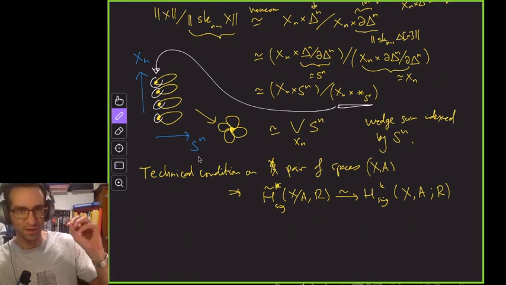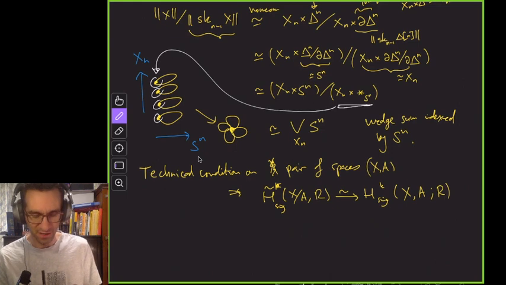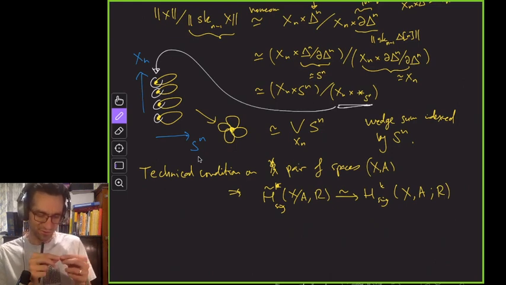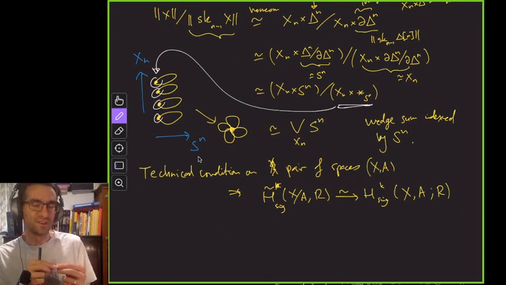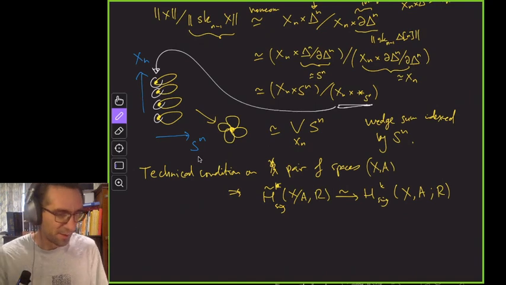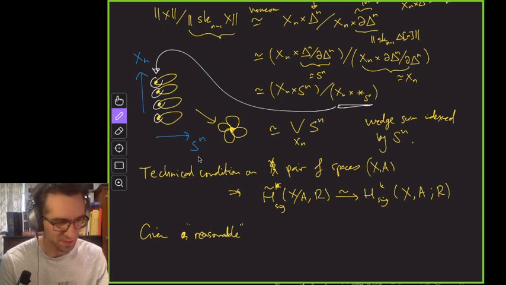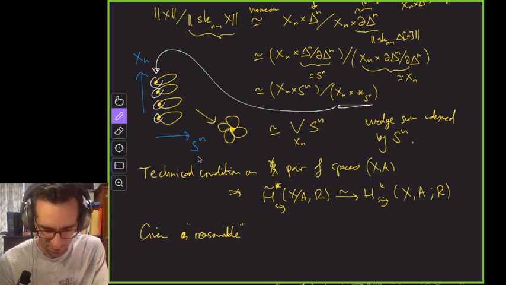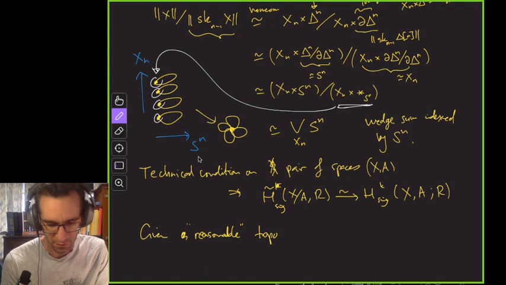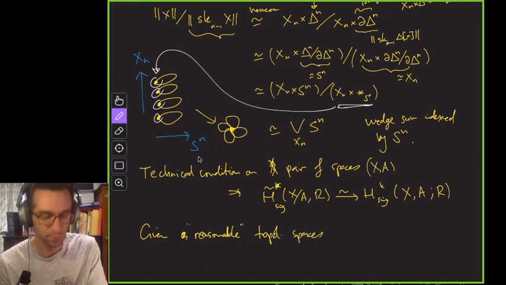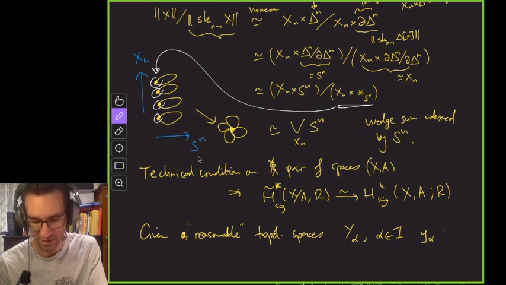the n-sphere and a base point satisfies this condition, because you can take a little open disk around the north pole of the sphere, and it's contractible back onto the point. You can do this for a disjoint union of arbitrary many spheres. So more generally, given a reasonable, probably something like locally contractible, but let's not go there, a reasonable family of topological spaces Y alpha, alpha in I, and a base point in each of them.